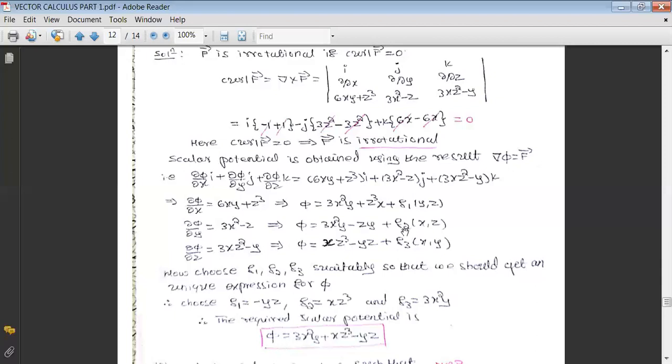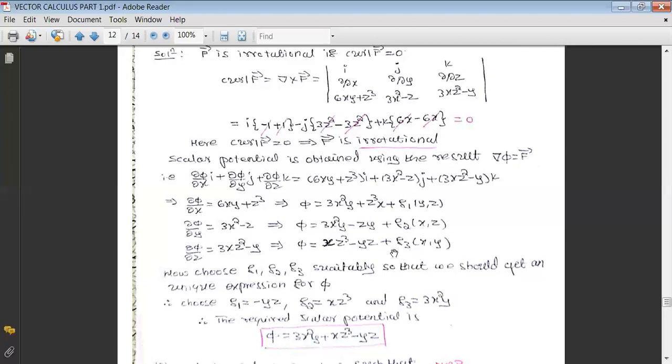Now, when you are choosing f2, look at the other two expressions for pi. Choose the function of x and z which is not here. What is that function of x and z which is not here? That is nothing but xz cube. That's why we are going to choose f2 as xz cube.